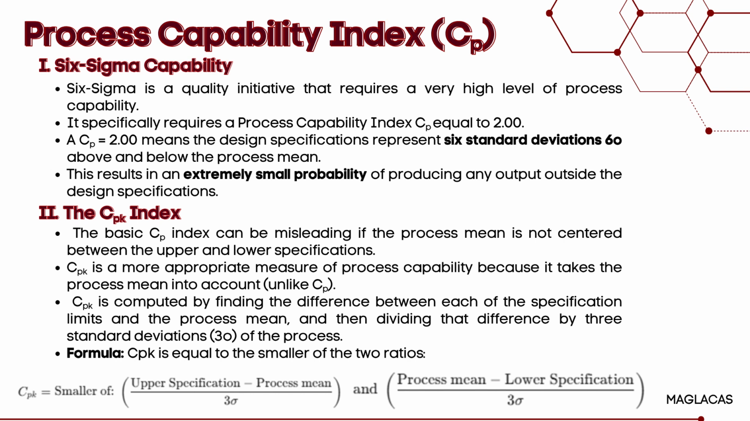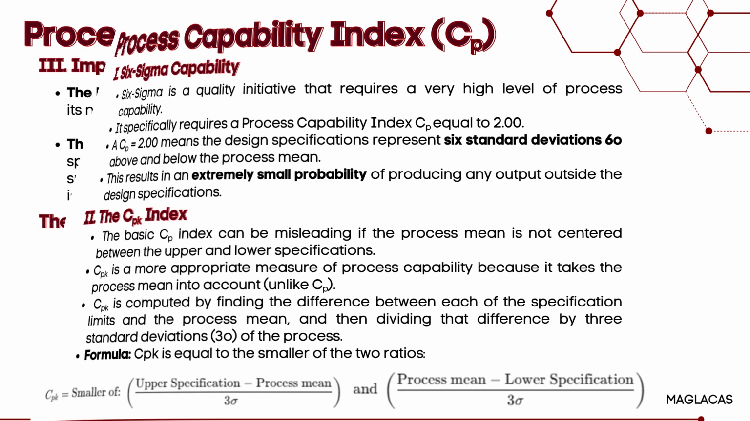The Cpk index addresses the limitation of the basic Cp index by considering the process mean's location relative to the specification limits. It is calculated as the minimum of the capability ratios for the upper and lower limits, where each ratio is the difference between the limit and the process mean divided by 3 times the process standard deviation.